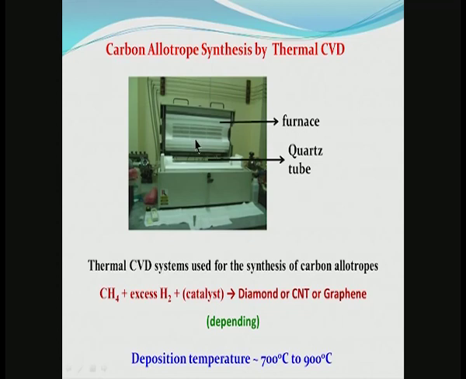Now, this is the kind of a chamber, CVD process chamber, in which such depositions can be done. Actually, carbon allotropes can be synthesized by thermal CVD, different carbon allotropes, by which I mean diamond, graphene and carbon nanotubes. So, these are different allotropes, and all of that requires a hydrocarbon and excess of hydrogen in the chamber, and typically a catalyst, especially for carbon nanotubes and graphene. It requires a catalyst, and the deposition temperatures typically range from 700 to 900 degrees or slightly above. So, the same thermal CVD process is capable of giving us different allotropes of carbon.